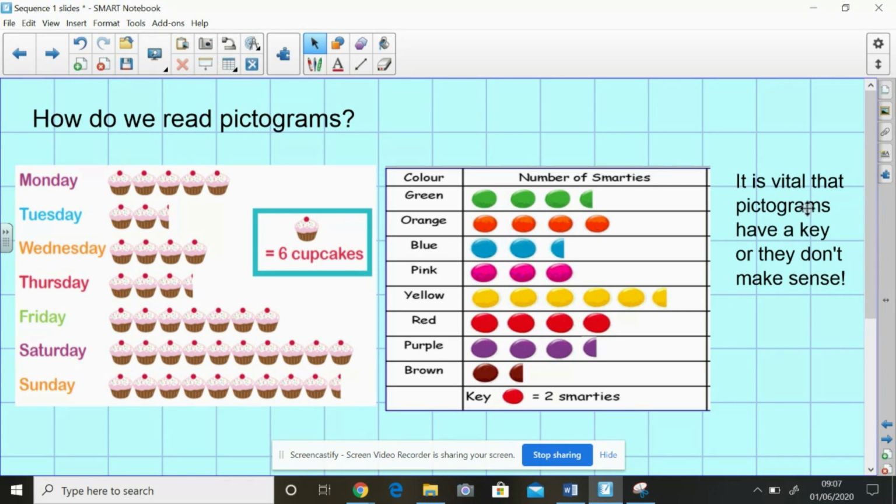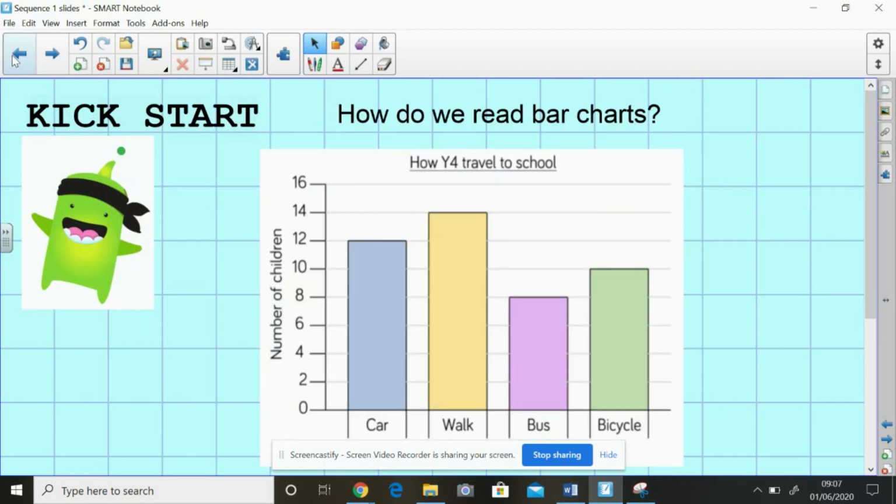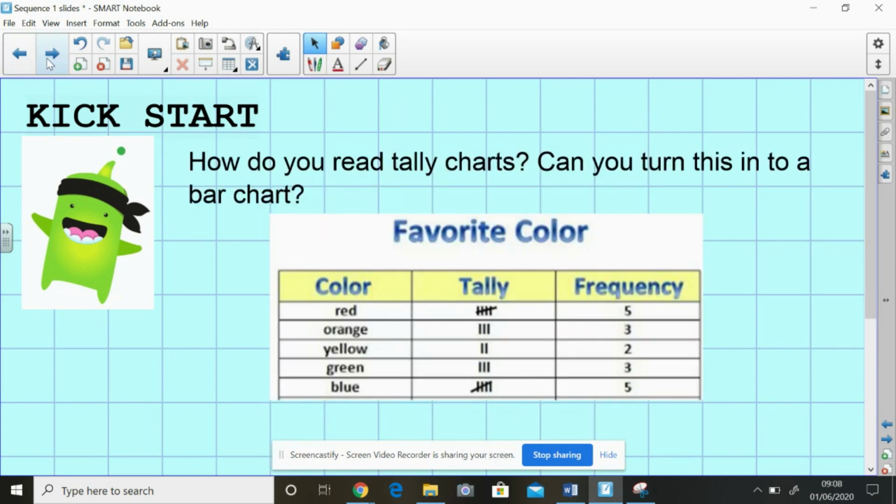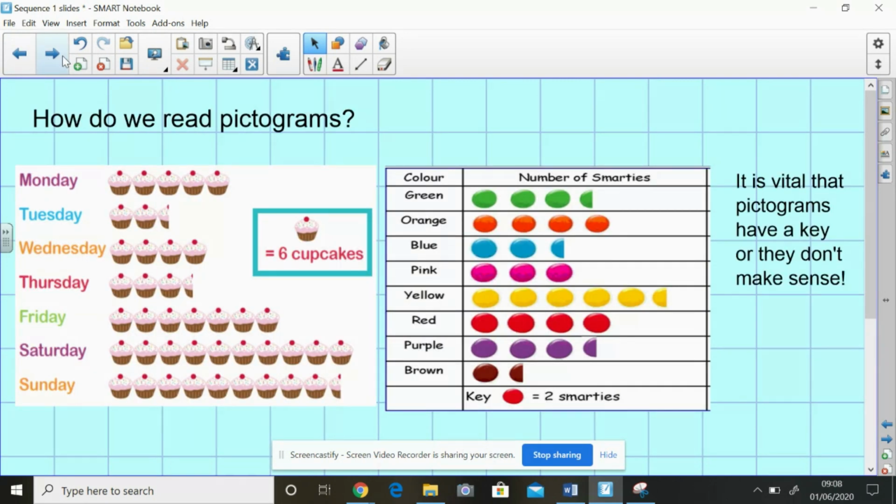For a pictogram, you will always have a key. If you ever have to draw a pictogram, it is vital that you have a key, or they will not make sense at all. So when you see a diagram like this called a pictogram, make sure before you do your counting, look at what the key is, because if you don't follow the key, you will probably get the answer wrong. So let's look. We have done a bar chart, a tally chart, and a pictogram. So they're the 3 charts that we're going to look at today.